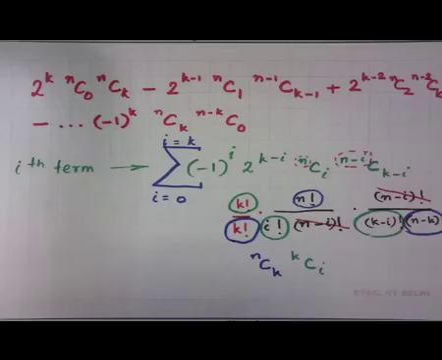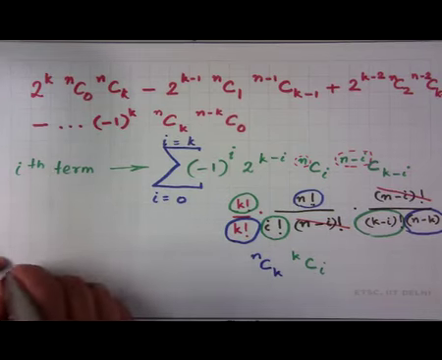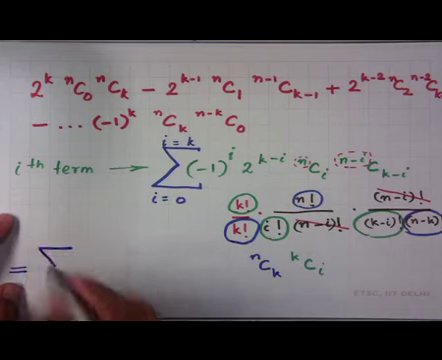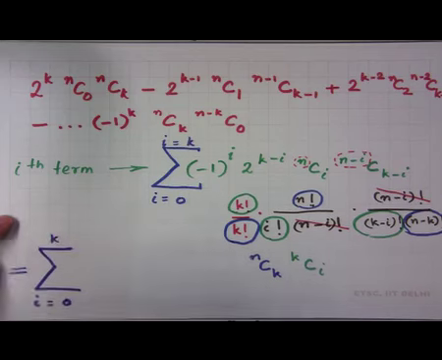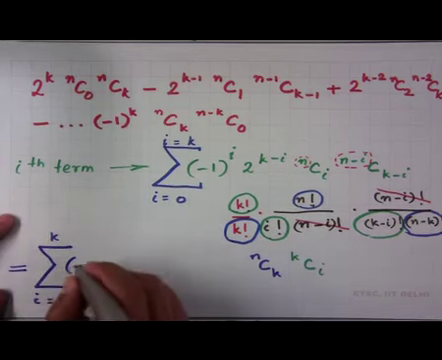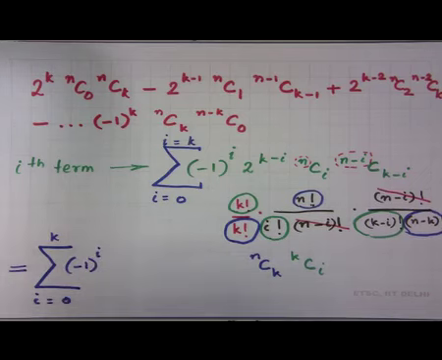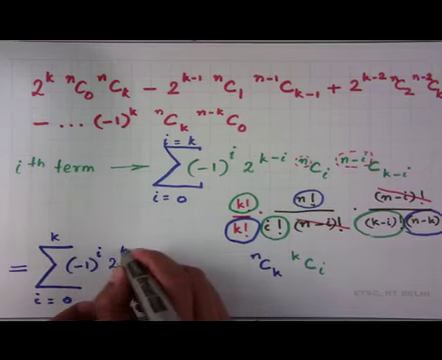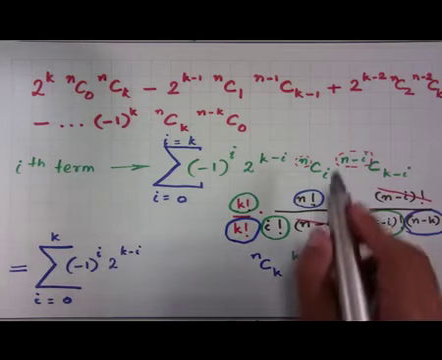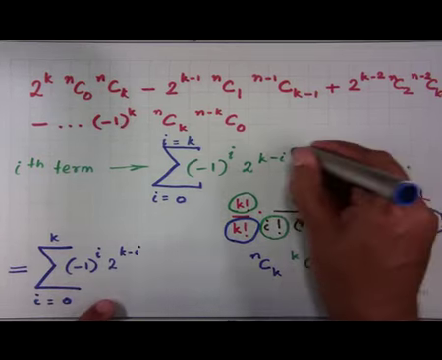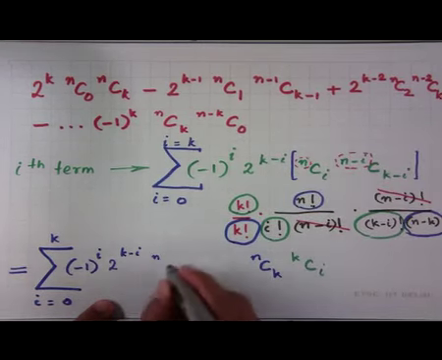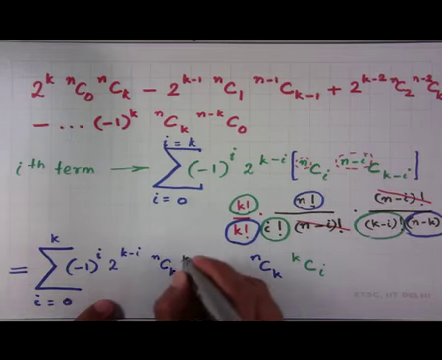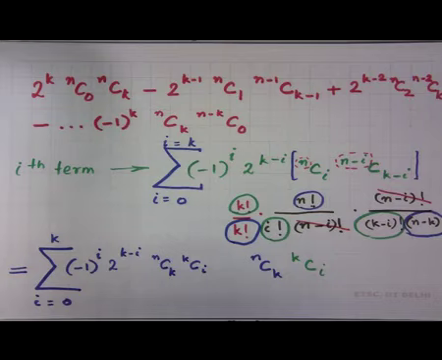Okay. So, now let us rewrite. i equal to 0 to k, minus 1 whole power i, 2 power k minus i times. So, what we have simplified so far is this portion, n c k k c i, and what is nice is the following.